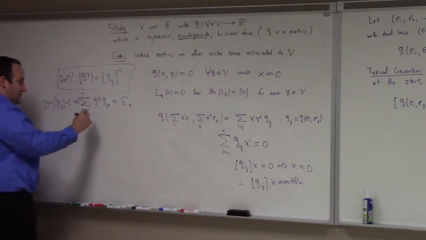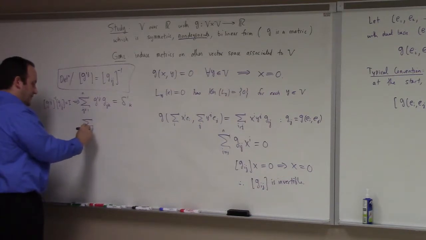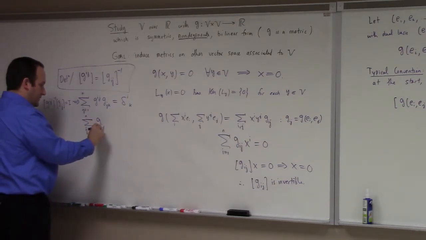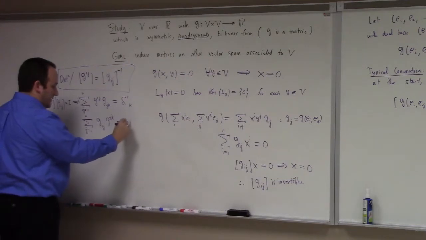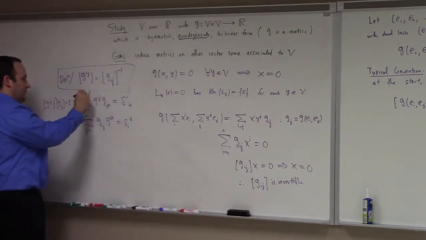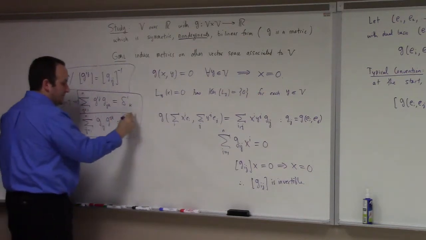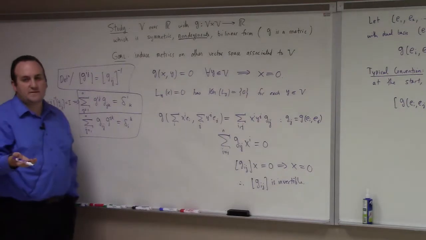And vice versa, right? I can also multiply them in the opposite way. I can go sum j equals 1 to n of g_ij g^jk, which gives me Kronecker delta ik. So we have these fundamental intertwining relations between the metric and its inverse. It's the inverse of the matrix of the metric. People call it the inverse metric.